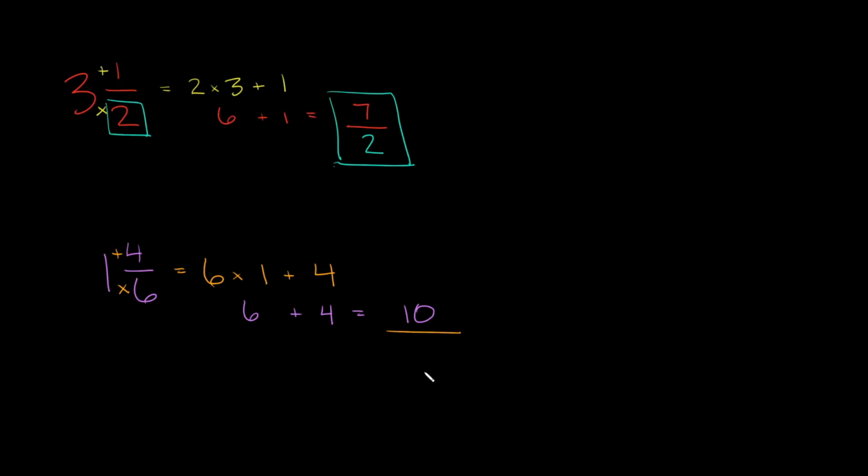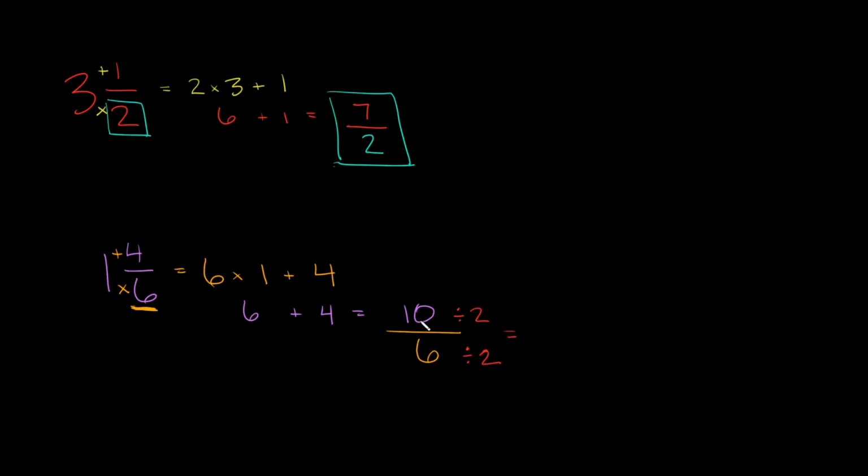So what's going to go down here in our denominator? Well, it's going to be whatever denominator we had over here. So since we had a 6 here, we're also going to have a 6 here. Okay, so we have 10 over 6. Can we reduce this? Well, yes, we can, right? Because the top and the bottom are both divisible by 2. So let's do that. Let's divide the top by 2 and the bottom by 2.